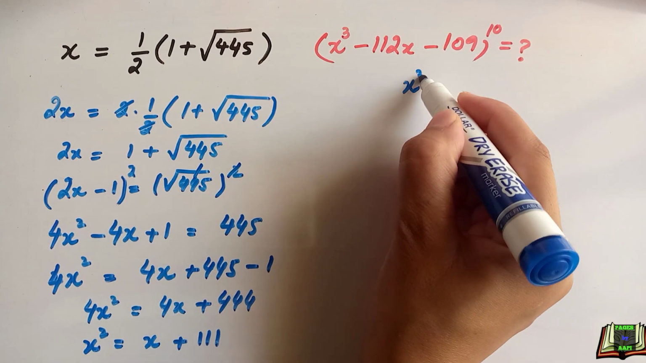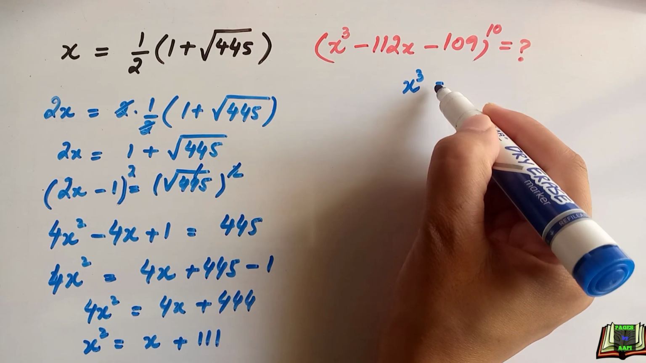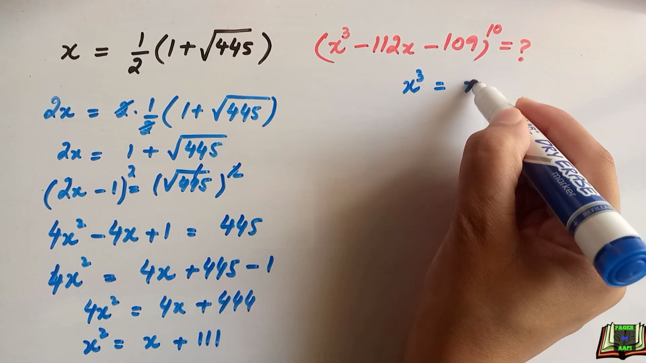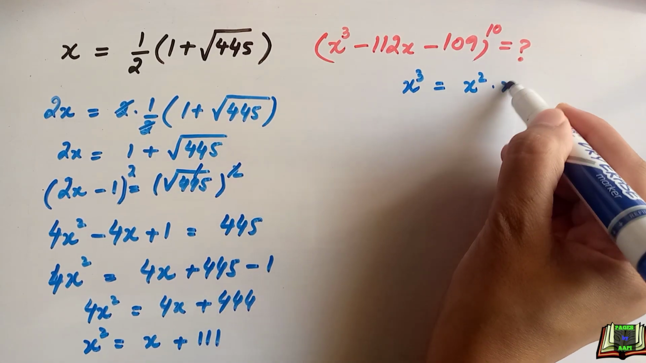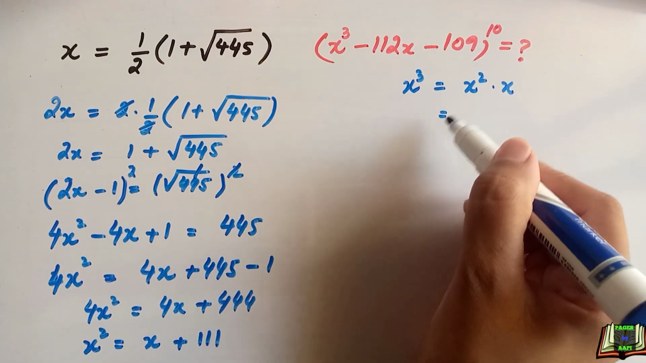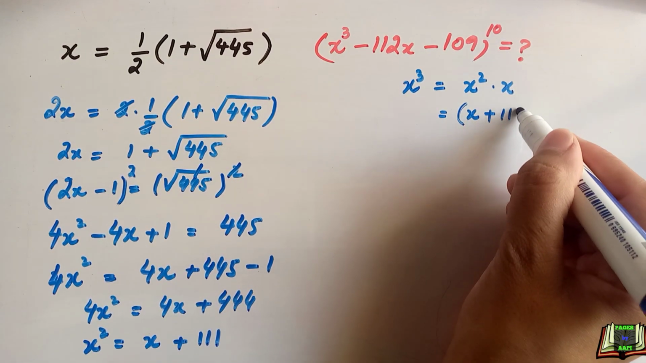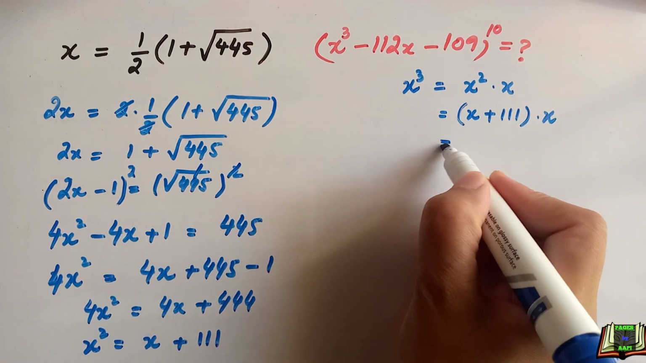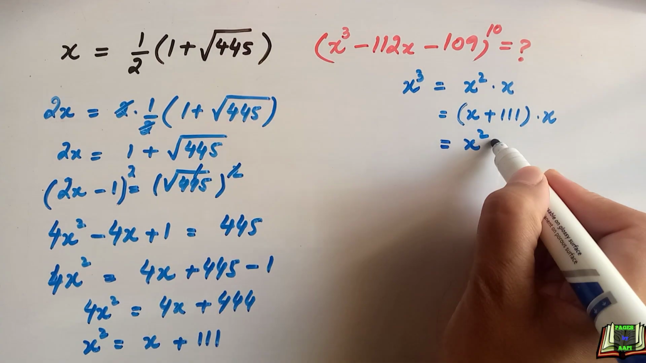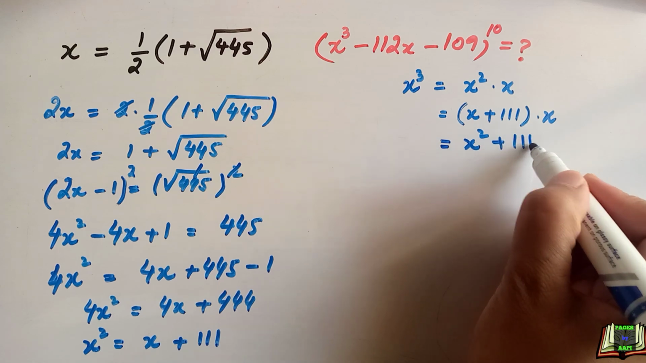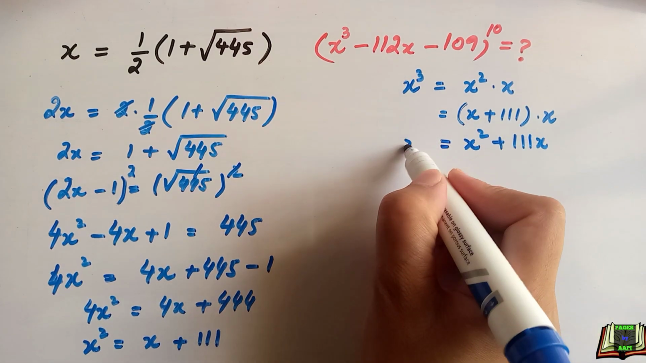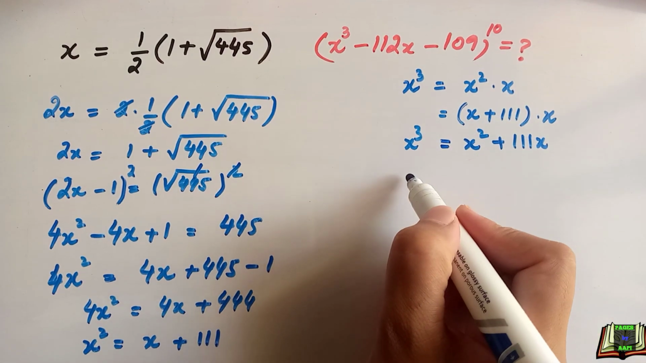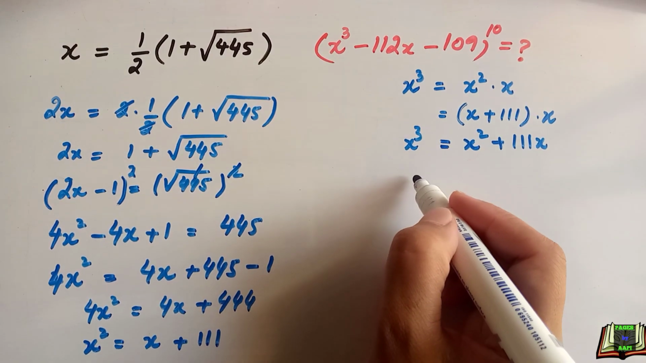Now let's move on to the other part. We know that x cube is the same as x square times x. After putting the value of x square, which is equal to x plus 111, times x, and now we will multiply, x times x is x square plus 111x. X cube is equal to x square plus 111x.